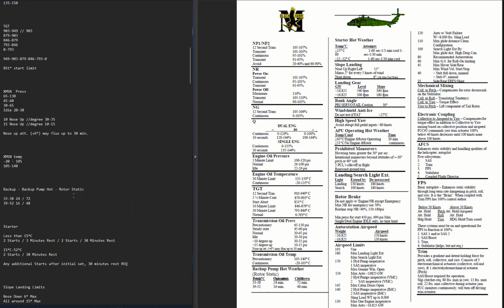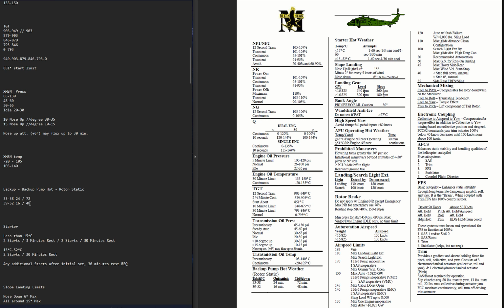Backup pump in hot weather with the rotor static, 33 to 38 degrees. You have a time limit of 24 minutes with a cool down of 72 minutes. It's easy to remember because you just multiply by 3. And then from 39 to 52 degrees, you have a 16-minute limit with a 48-minute cool down associated.